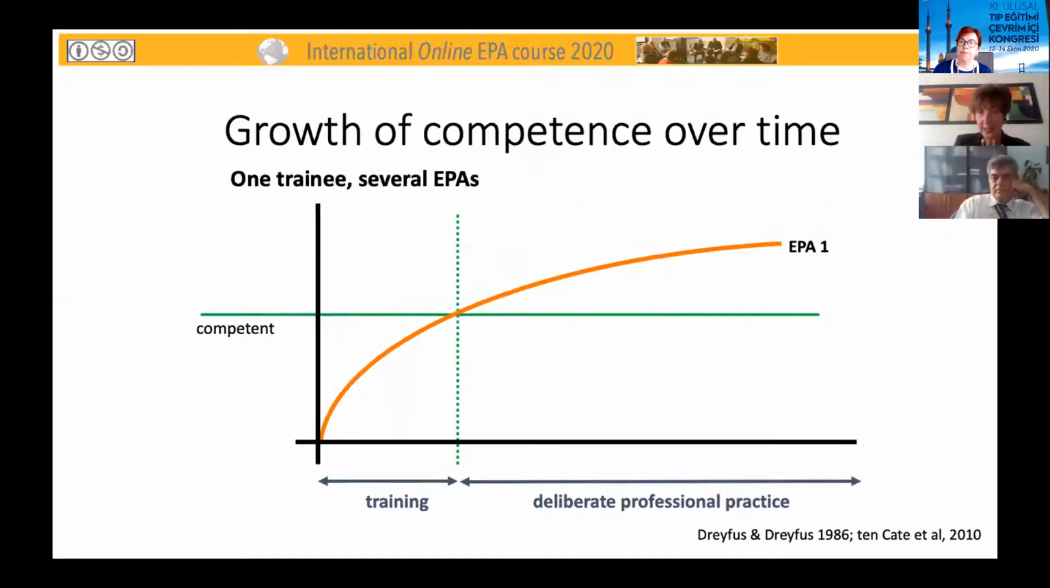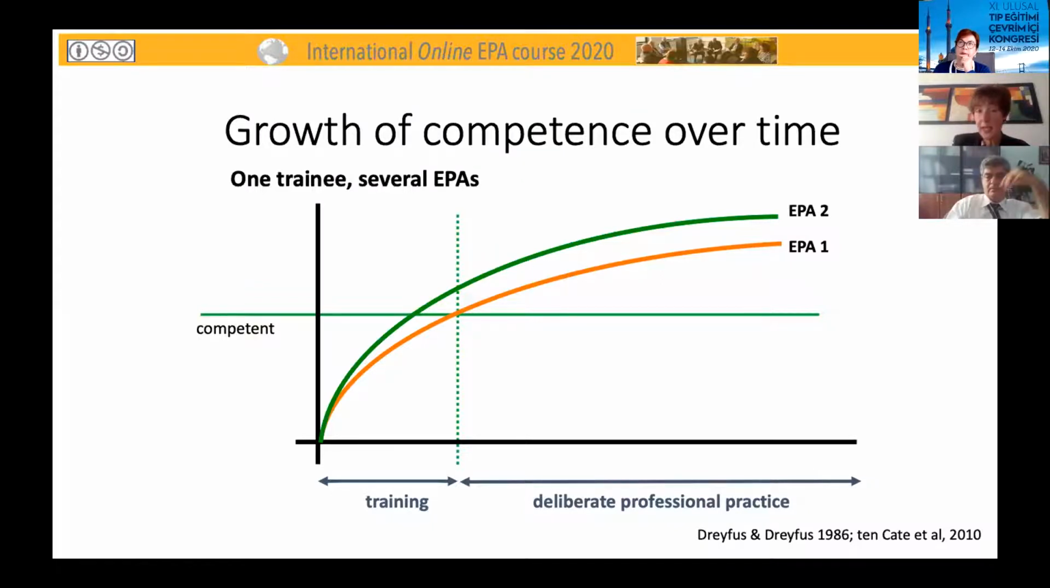Now we can translate this to the growth of competence over time in EPAs. Here we have one trainee, and that one trainee has to accomplish several EPAs. And here you see when the training is ended, and here you see when the trainee is ready for unsupervised practice. For another EPA, it can be a much easier task, and the trainee can be certified for unsupervised practice at an earlier time.